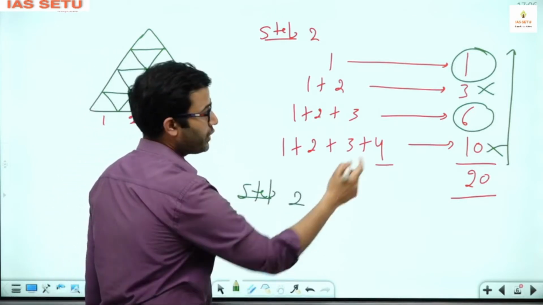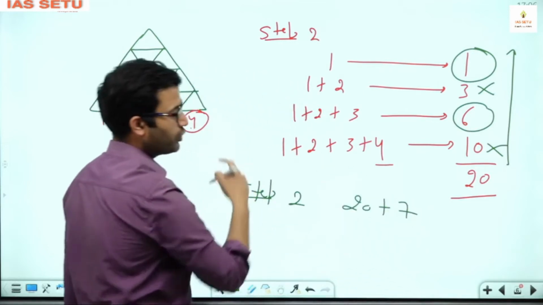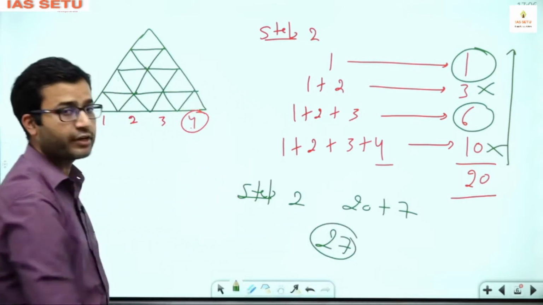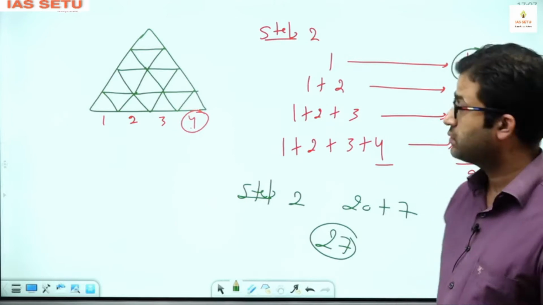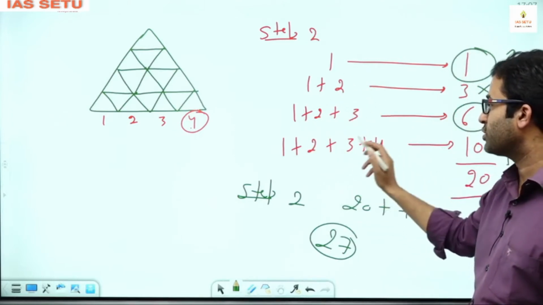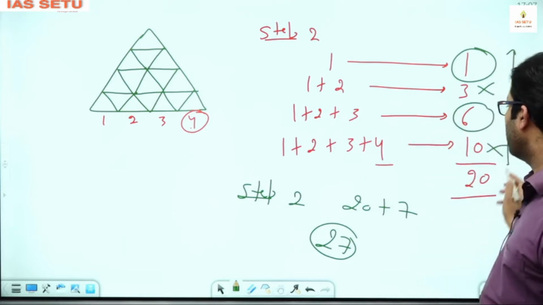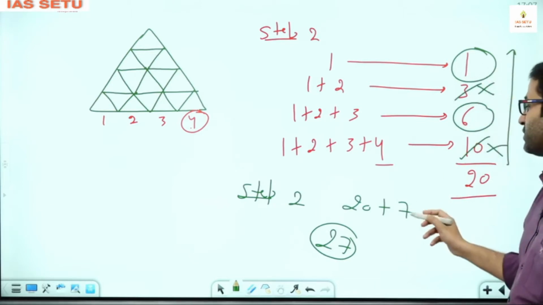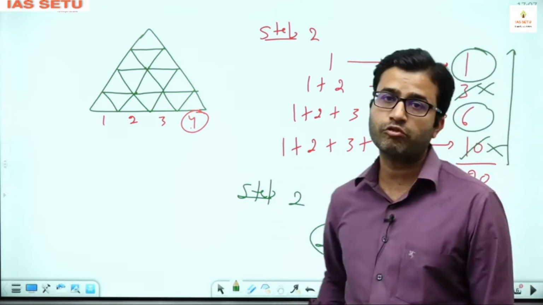So step number 2 here, 6 plus 1, 7. So in this 20 we have to add 7. So in the given figure we have 27 triangle. No need for manual counting. Direct 27 triangle we have. I repeat, first step 1, 1 plus 2, 1 plus 2 plus 3, 1 plus 2 plus 3 plus 4. This is 1, 3, 6, 10, 20. We go reverse, you leave 10, 6, you leave 3, 1, 6 plus 1, 7, 20 plus 7, 27. So in the given figure, we have 27 triangle.